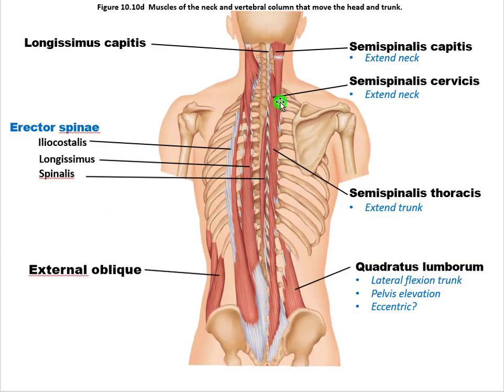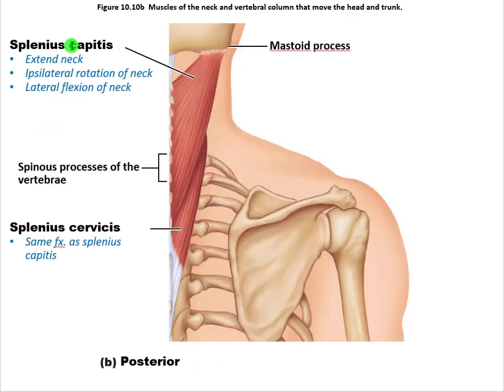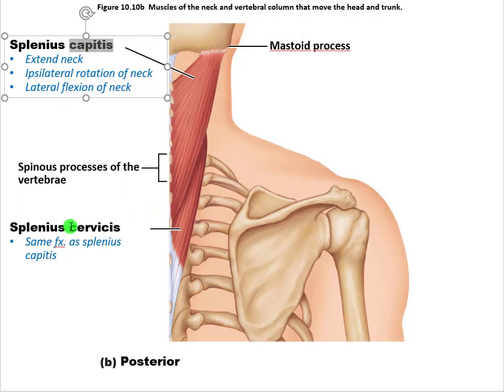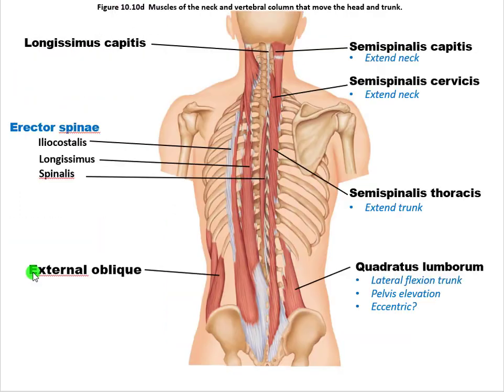Let's take a step back and look some more. We have some long strap-like muscles right over here. The semispinalis capitis. Anytime you hear the word capitis here, like we just saw a moment ago in splenius capitis, that's referring to a muscle that goes off to the skull. If it says cervicis, that is referring to a muscle that will end up going to the cervical spine. So semispinalis cervicis is going to come right over here up to the cervical spine, and semispinalis capitis will move all the way up to the head, and both of these work together to extend the neck.